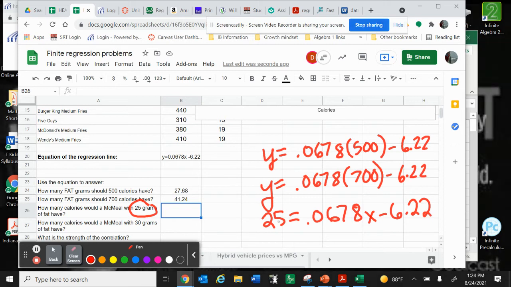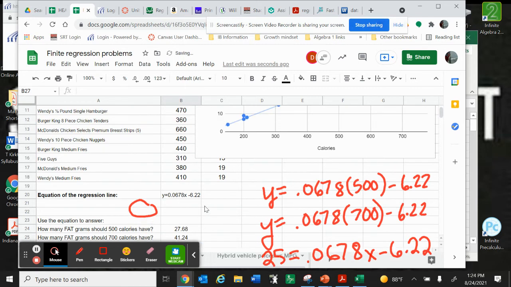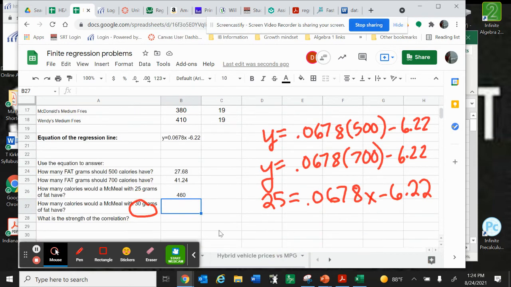So to solve that equation, I need to take 25 plus 6.22 and divide it by 0.0678. And that's 460.47. So roughly 460. We're just going to go with 460. Again, if you go back to your chart, this time if you went to 25 grams, which is right in here, and go down, you should be at about 460.